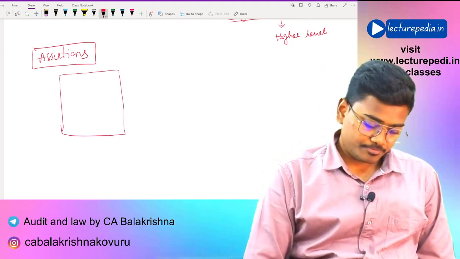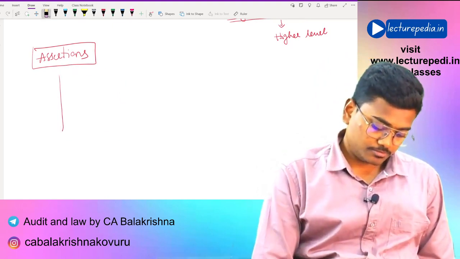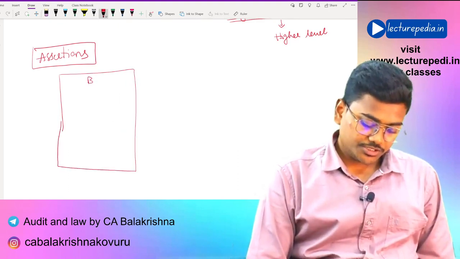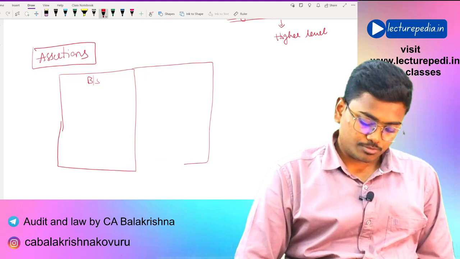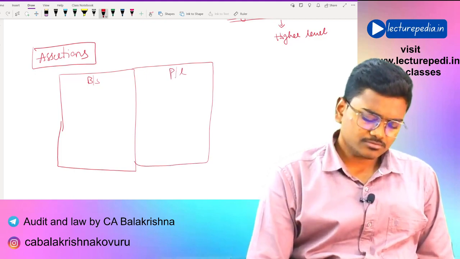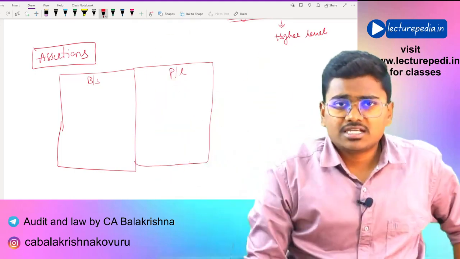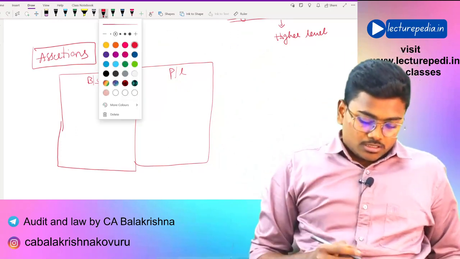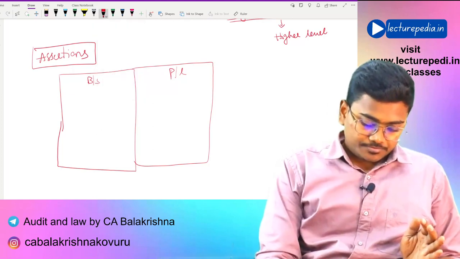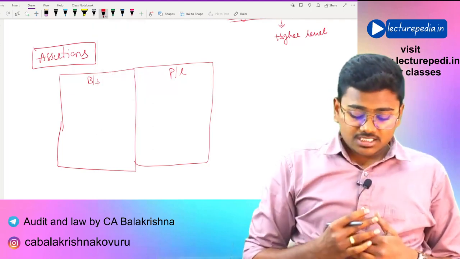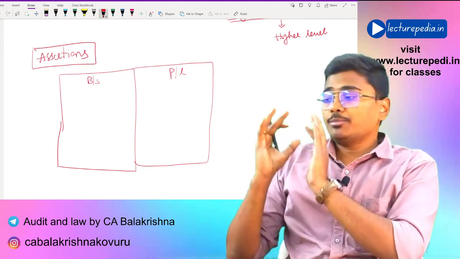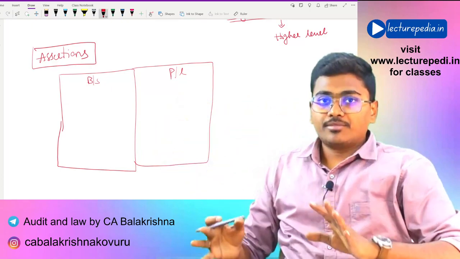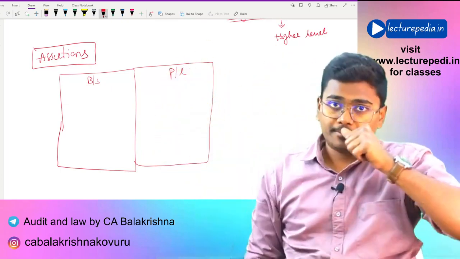They will prepare, let me draw somewhat bigger. They will prepare balance sheet, they will prepare profit and loss, they will prepare cash flow, and the financial statements preparation is responsibility of management. Now, once the management prepares financial statements, it will give these financial statements to the auditor, asking the auditor to audit them.